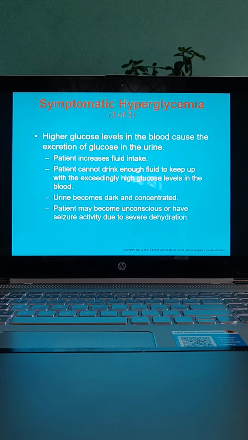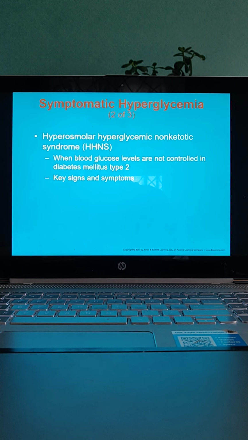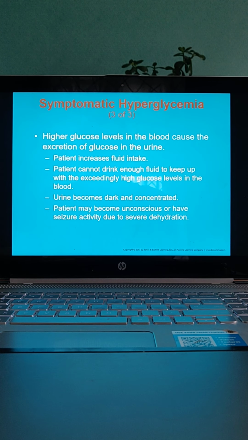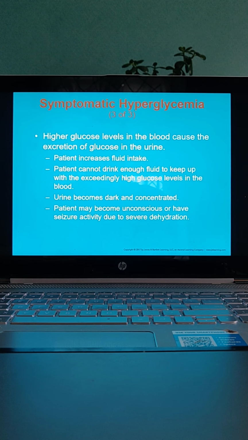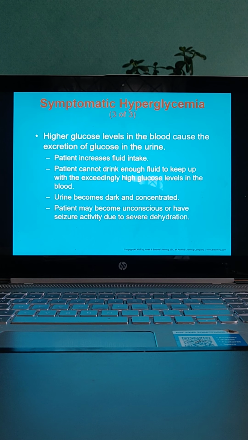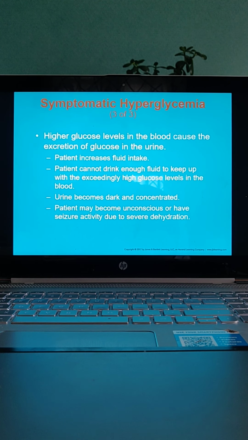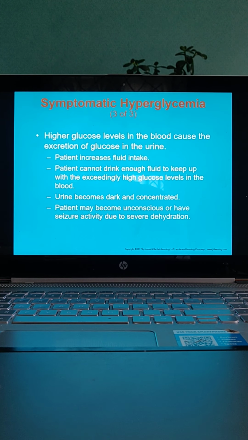So with type 1 and type 2, a lot of the key signs and symptoms are very, very similar. That's why they say it's very difficult to determine what's going on. But once you take a blood glucose level, if it's above 120 or it's in the 400s, they're a hyperglycemic patient. They have too much sugar in the blood. If it's below 80, then you know that they're hypoglycemic.